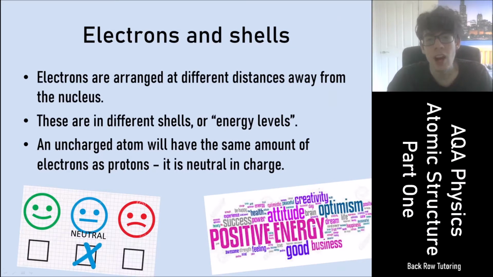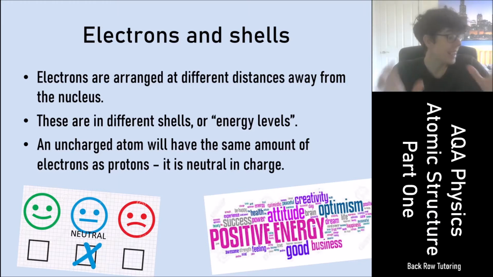Electrons are arranged at different distances away from the nucleus. These are in different shells or energy levels. An uncharged atom will have the same amount of electrons as protons. It is neutral in charge. So if you have an atom which is of neutral charge, there is no overall charge in that atom, you will have the same amount of electrons as you do protons.